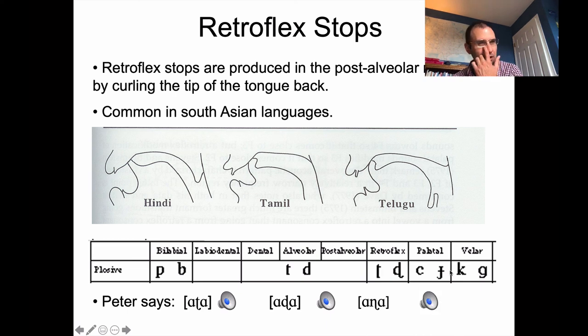So I don't think these should be too hard to learn how to produce because we do have the retroflex R in English, and you just kind of superimpose that on top of the relevant stops. Arta. Arda. Arna. And when you're learning how to say these, it may help to pretend that you're saying arta, where the R and the T are separate from each other. And then eventually you just get rid of the R by itself, but keep that idea in your head. So you're not targeting just the R before the T, but you're targeting them at the same time. Something like that might help.